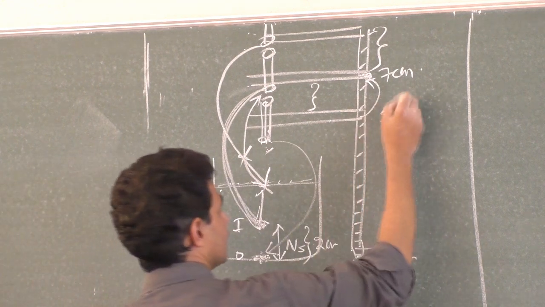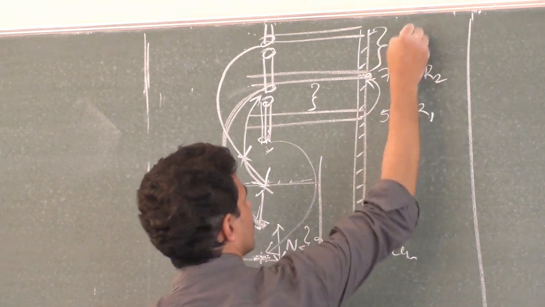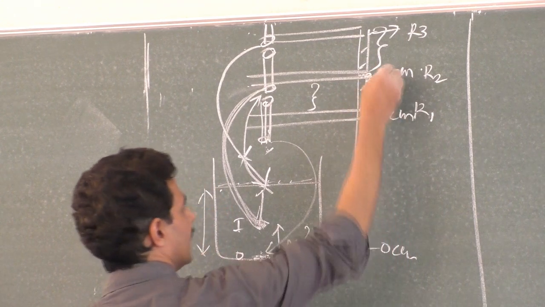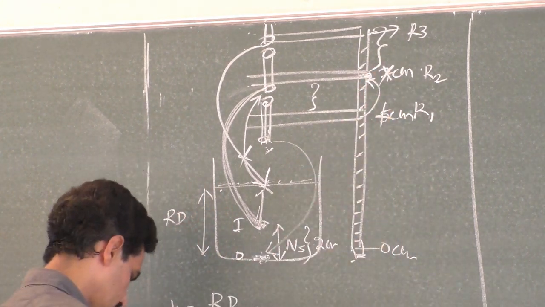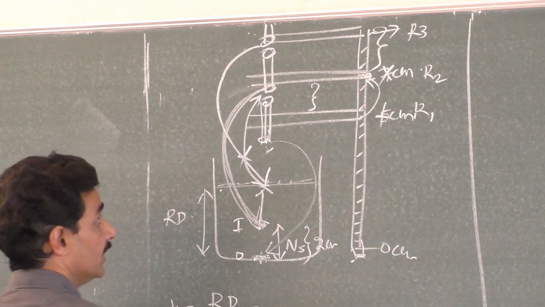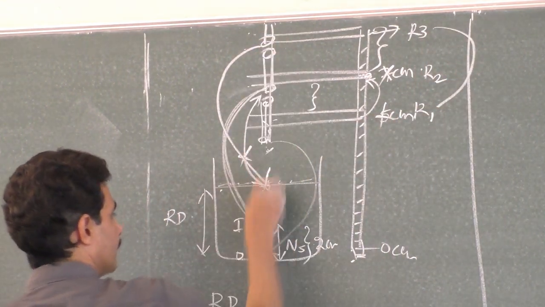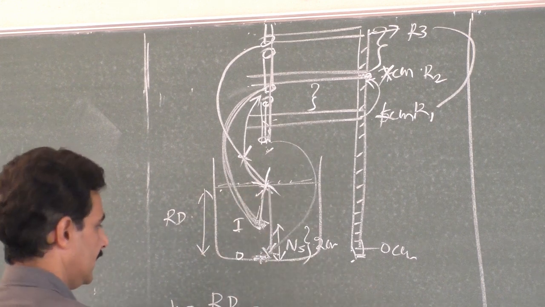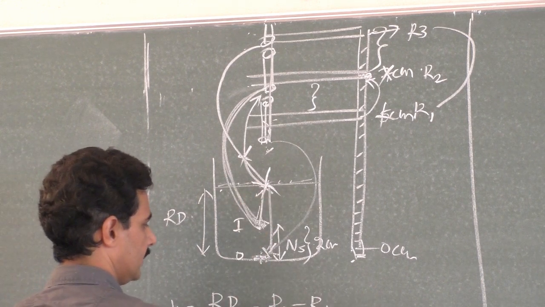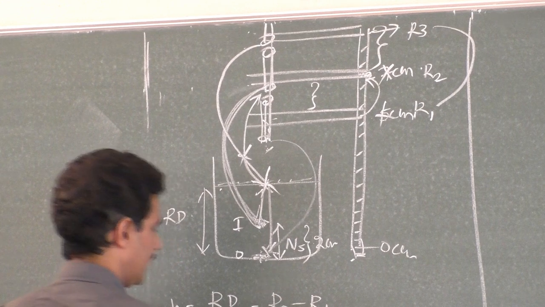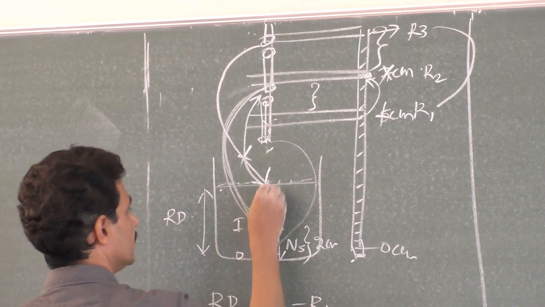Now can you calculate? If I name these as reading R1, R2, R3 here, I will delete these values. Now is R3 minus R1 the real depth, from here to here? Is it so? Then it is R3 minus R1 divided by what is the apparent depth? Apparent depth is from here to here.